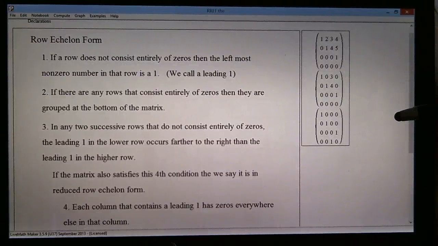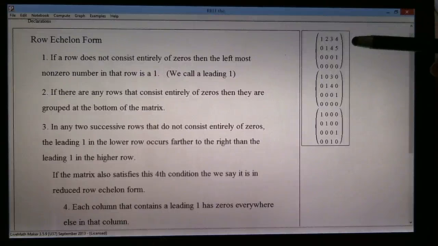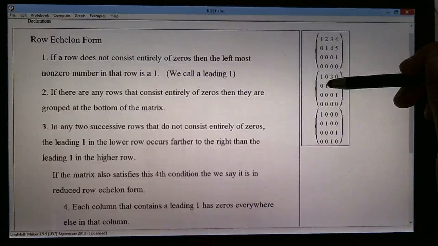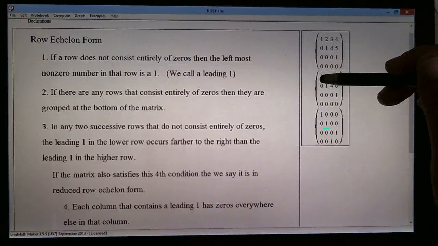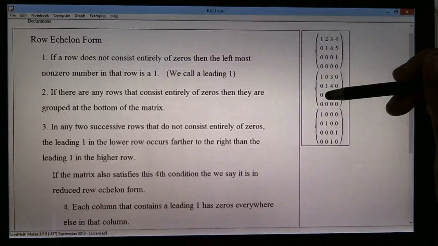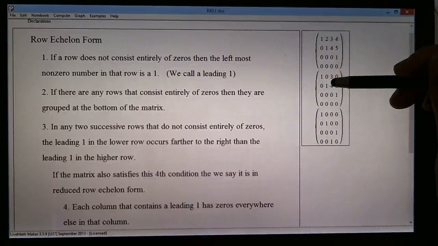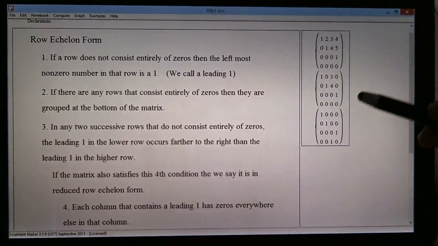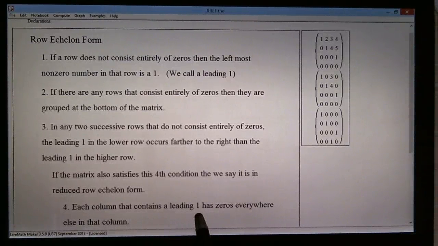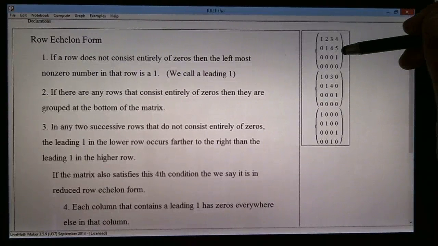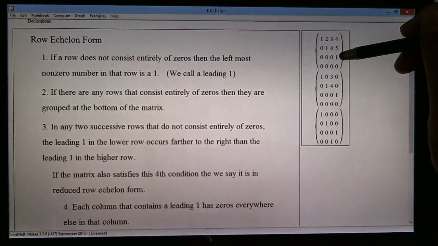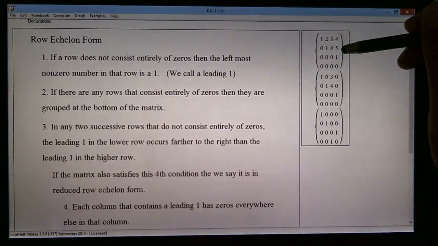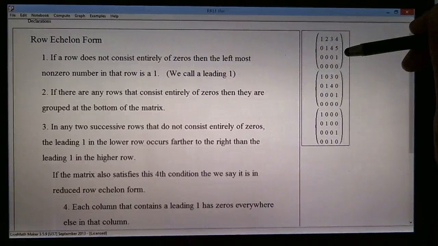So notice this one here. There's 3 leading ones. So I look at those 3 columns. There's zeros everywhere else in that column. This column here, the third column, has a 3 and a 4 in it, but it doesn't have a leading 1 in it, so I don't really care. This condition is only talking about columns that have leading 1s. This one up here, there's a leading 1 right there, but it doesn't have just zeros everywhere else. There's a 4 and a 5. So this is not reduced row echelon form. It was just row echelon form.